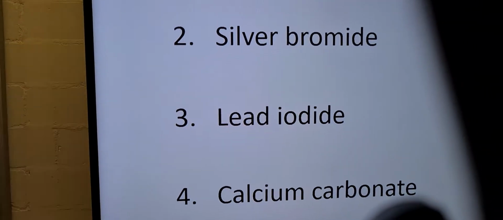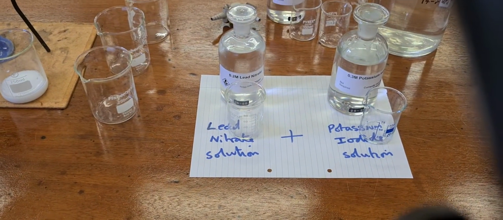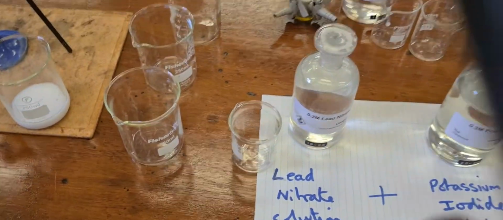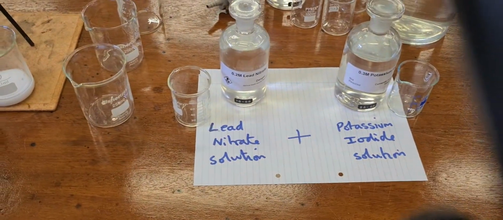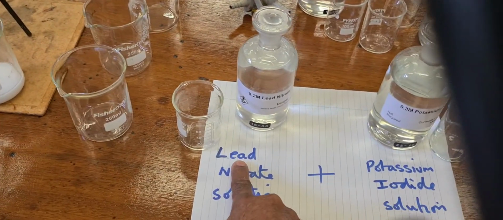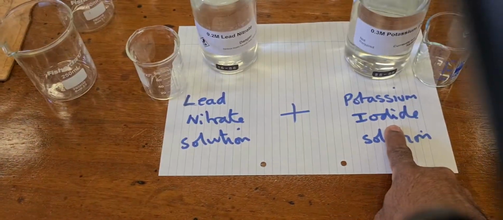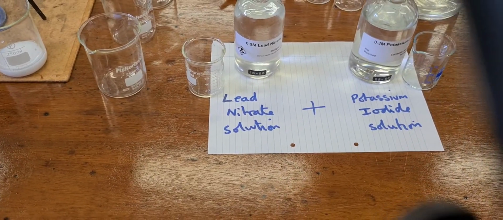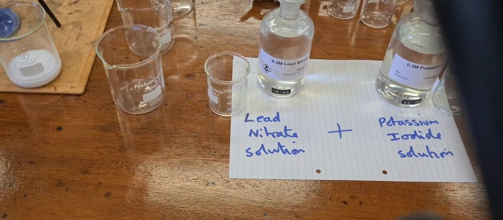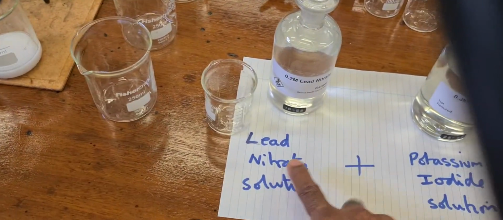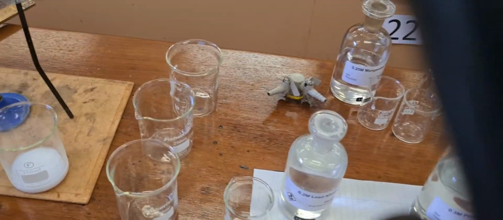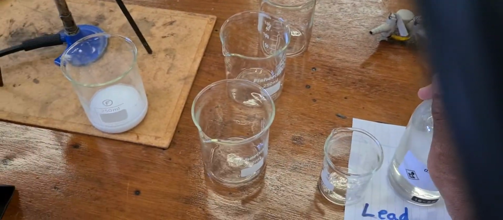Look, lead iodide. Lead iodide. That one. Now, that chemical, lead nitrate, with that chemical, potassium iodide, the lead and the iodide will make a yellow precipitate called lead iodide. And the other ions, potassium with nitrate, will be left in the solution. And I can show you that here.